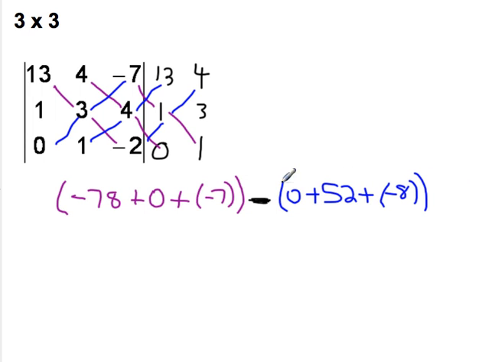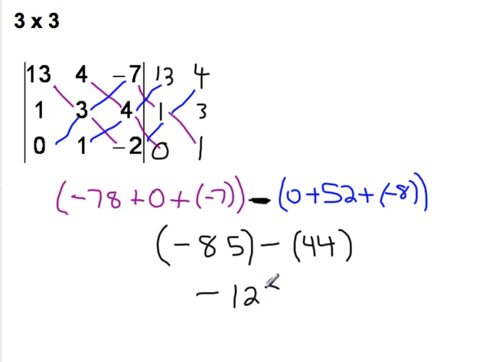So now I'm just going to go ahead and do the math. Negative 78 plus 0 plus negative 7 is negative 85. Minus 0 plus 52 plus negative 8 is 44. When I put this together, negative 85 minus 44, that is negative 129. So again, determinant is a one-number answer. That's how you do a 3 by 3 determinant.